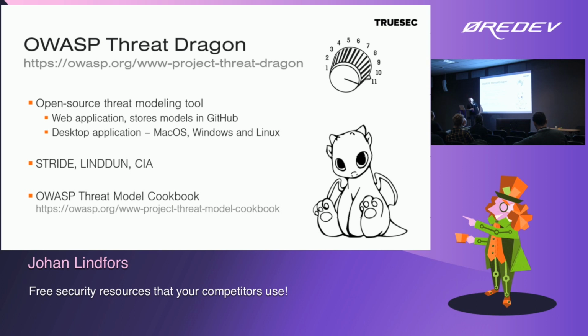So OWASP Threat Dragon is really fun, and having this nice and cute dragon is a good thing. And if you noticed, I actually cranked it up to 11 here, because this is the 11th project in my top 10 list. So this is the Spinal Tap version of good threat modeling.